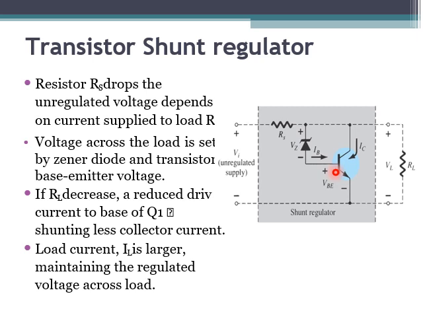Now, if there is a decrease in RL, there is a reduced driving current to the base of Q1, so the base of Q1 shunts less collector current. What is the base current? It is actually the input current. If the input current reduces, the output collector current also reduces. So the load current IL is larger, maintaining the regulated voltage across the load. So this is a very simple circuit. All of this you should print in your mind.